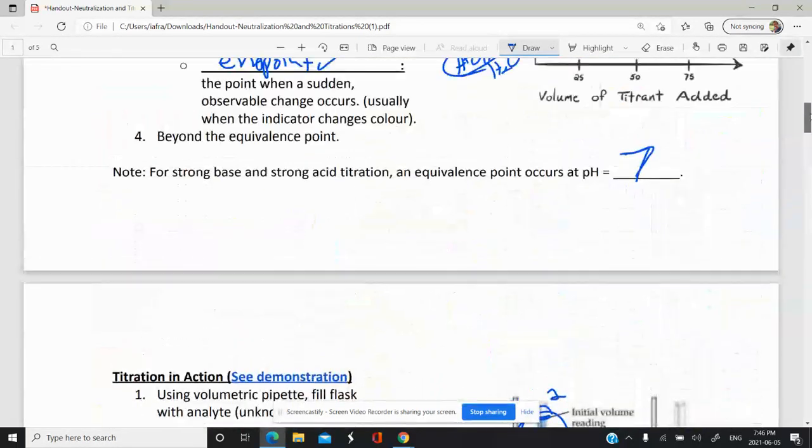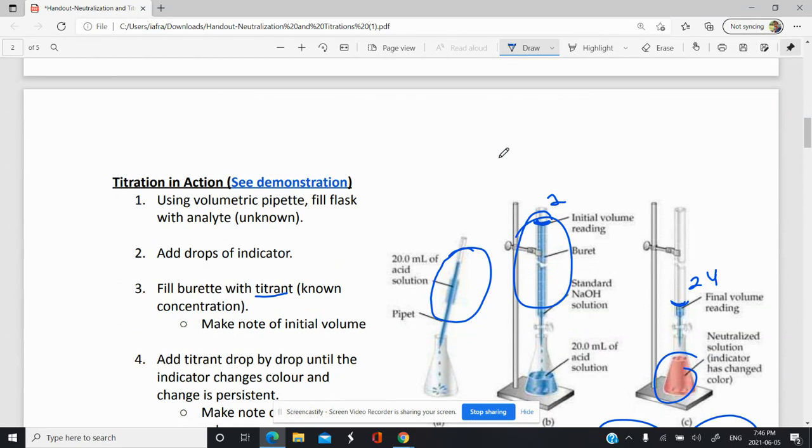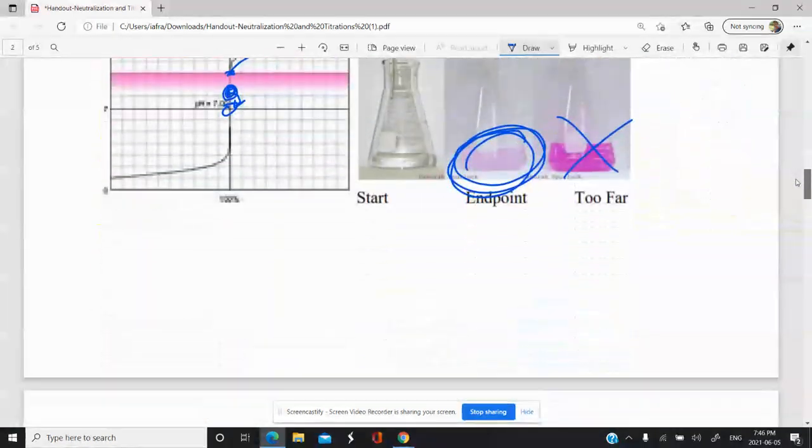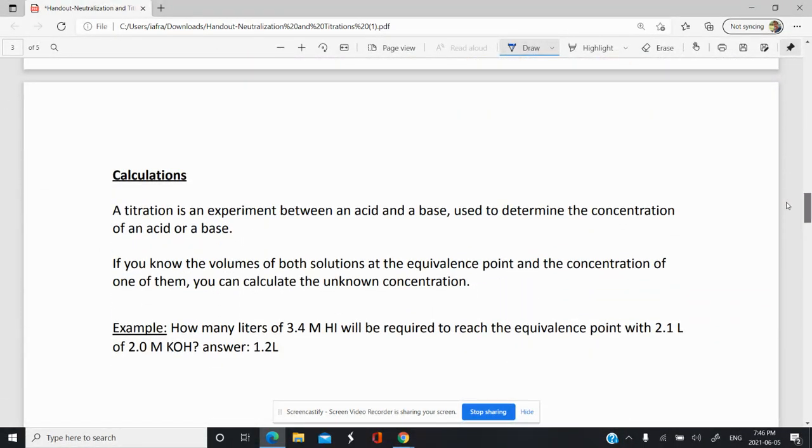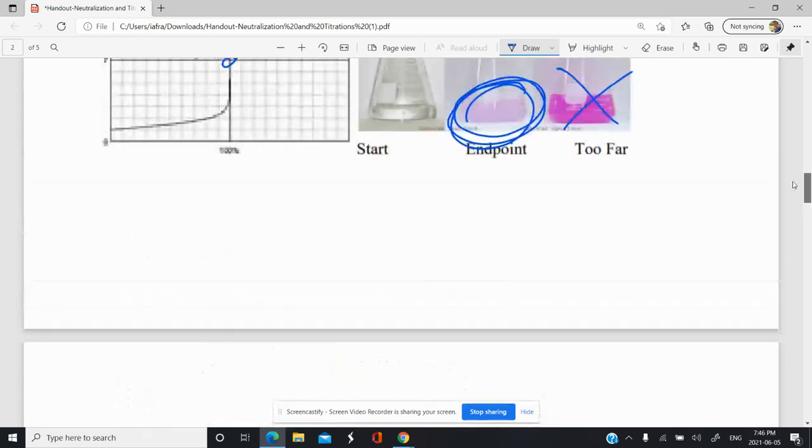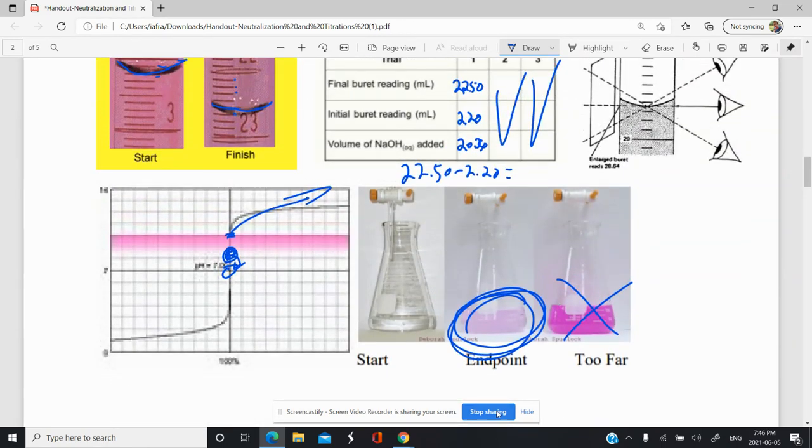Make sure you watch the videos that go over the demonstration of a titration. You should be able to label a figure like this and draw a figure like this based on the titrations that you're doing. In the next video, we're going to do some calculation problems for titration, and we'll do some sketching. So sketching is really important to make sure you understand the concepts.